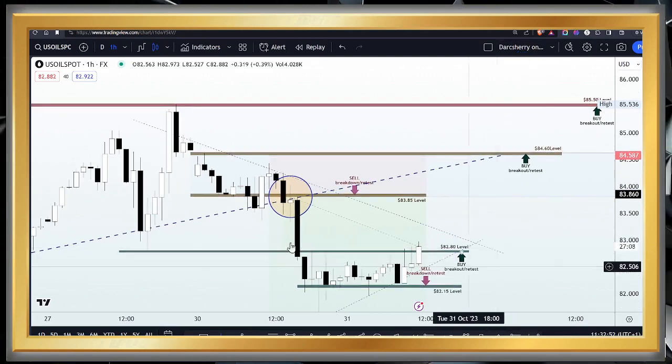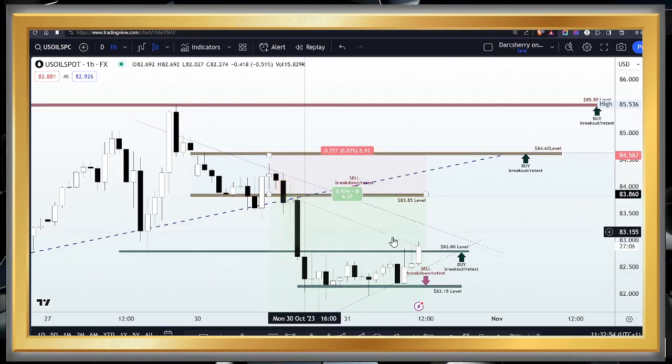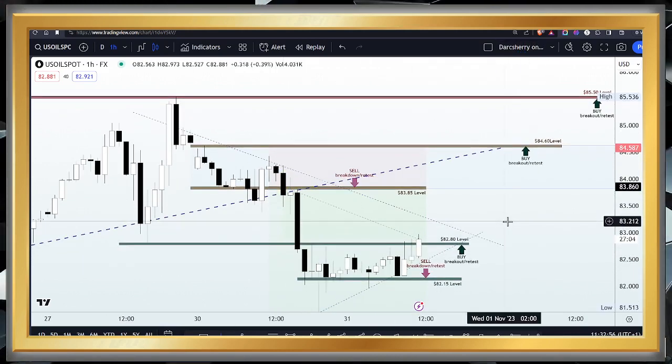So I would encourage you to mark out these levels on your chart, as you will be needing them as a reference point to guide your independent trading decisions for today.